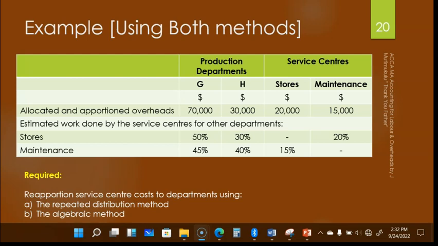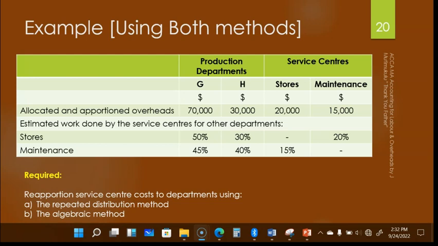Now, this is the information as you are seeing on the screen, where we have two production departments, department G and H, as well as two service centers, the stores and maintenance. The allocated and apportioned overheads of all these four centers are $70,000 for G, $30,000 for H, $20,000 for S, the stores, and $15,000 for the maintenance department.